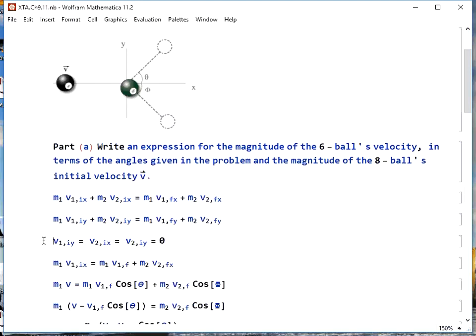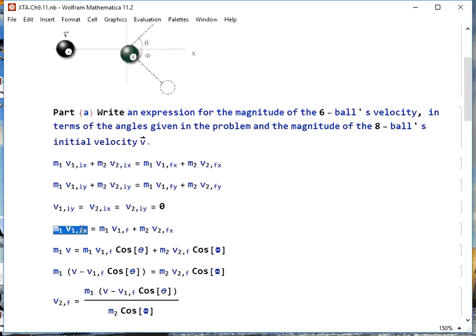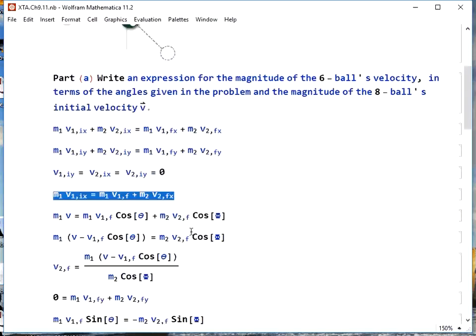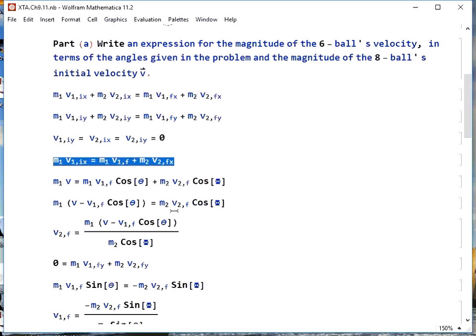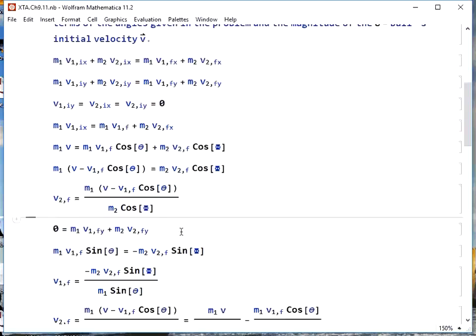And our initial conditions, v1 initial in the y direction is 0 since the ball is moving entirely in the x direction. Both components of v2 are 0 since it's at rest. This simplifies our conservation of momentum equation, and we can work it down algebraically to v2f is m1 times the quantity v minus v1f cosine theta, whole thing over m2 cosine phi.